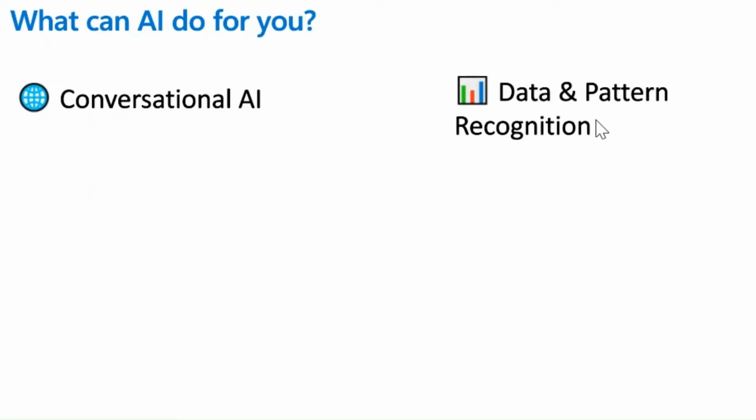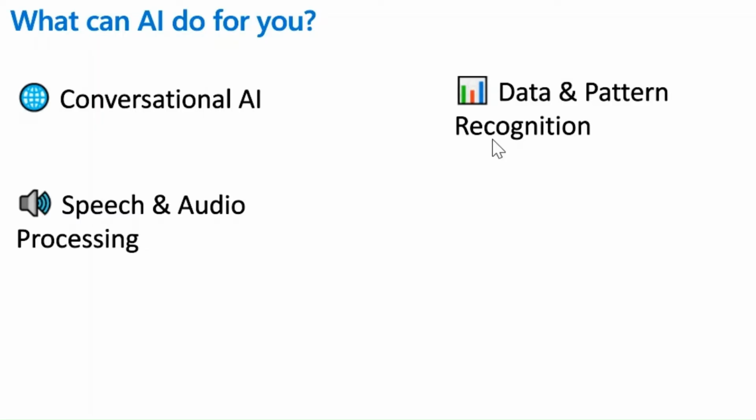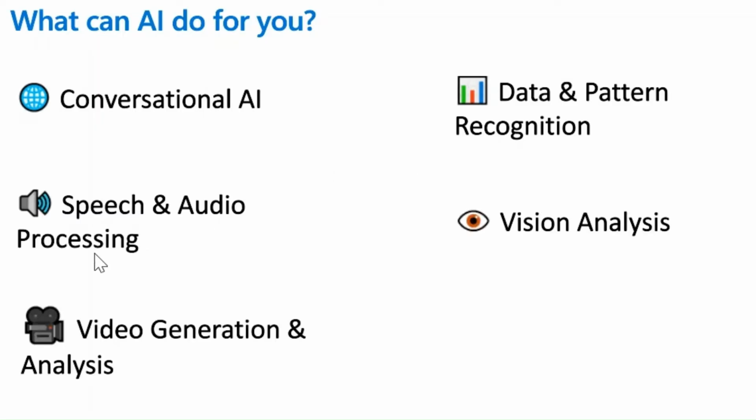Before the setup, let's look at what AI can do for us. AI can have human-like conversations with us. It can also recognize data and patterns. It can do the processing of speech, audio, and video, and it can also do vision analysis. And there are a lot more things that AI can do for us.